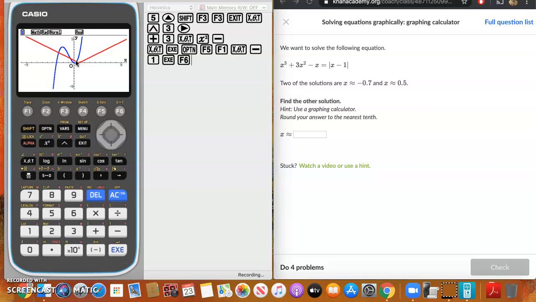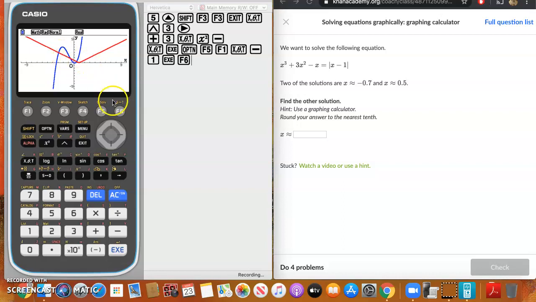Remember, when we have a system of equations, we're really solving this like a system. Okay, we're taking the left side as y1 and the right side as y2, and we're seeing where y1 is equal to y2, which means we're looking for the points of intersection, right?